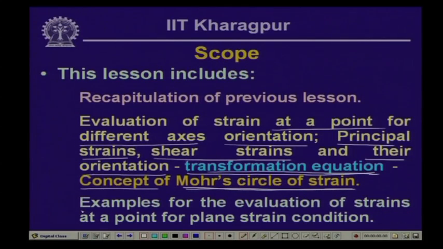And then we will look into some examples for the evaluation of strains at a point for plane strain condition. That means, if we know epsilon x, epsilon y, gamma x y, then how to compute strain at a point if we have a different axis orientation, and how to compute the principal strains, the shear strains and their orientations with respect to the rectangular axis system.